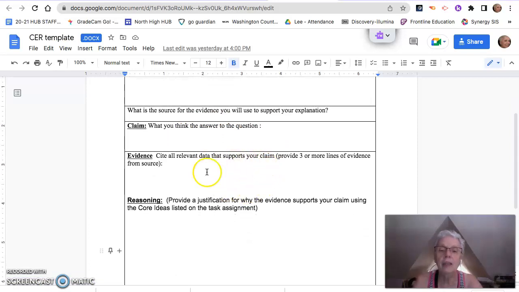You're going to give me data that supports your claim. So remember, you're going to provide 3 or more lines of evidence from each source. Okay, so from each source, remember we used 3 sources. And then you're going to give me the reasoning. You're going to provide a justification of why the evidence supports your claim using core ideas that are usually listed in the assignment.